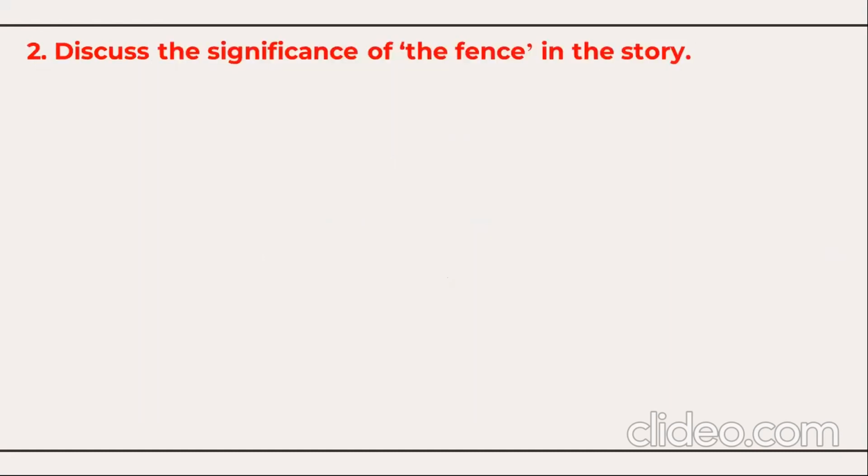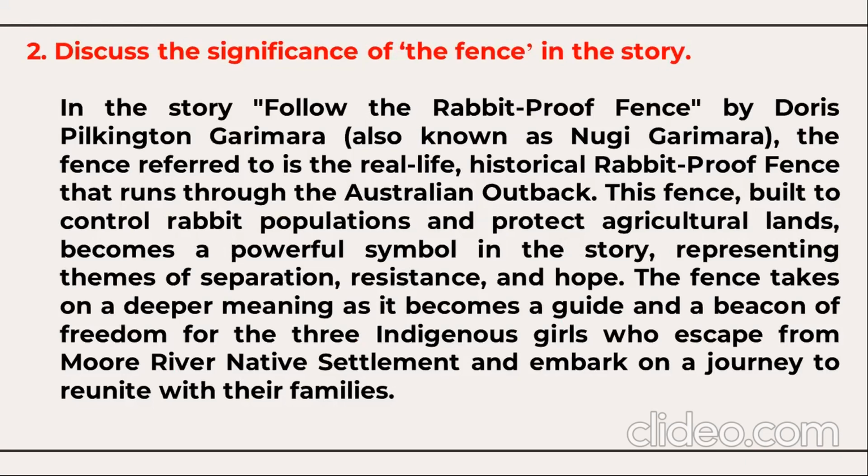Question number 2. Discuss the significance of the fence in the novella or in the story. In the story, The Rabbit Proof Fence by Doris Pilkington Garimara, also known as Nugi Garimara, the fence referred to is the real-life historical rabbit-proof fence that runs through the Australian outback. This fence, which was built to control rabbit populations and protect agricultural lands, becomes a powerful symbol in the story, representing themes of separation, resistance, and hope.